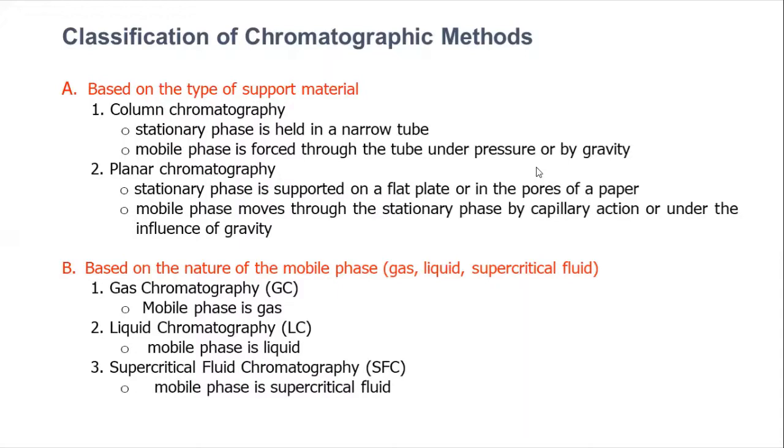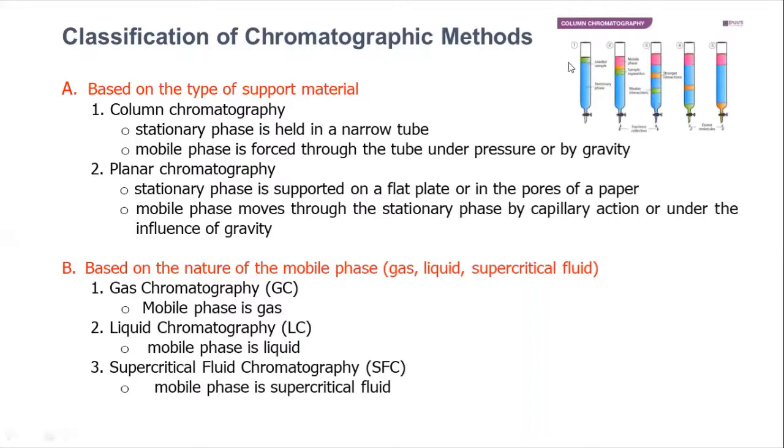So an example or a picture of column chromatography is this. As you can see, there is a tube, and inside the tube is the sorbent or the stationary phase, and the mobile phase will be added at the top of the tube.